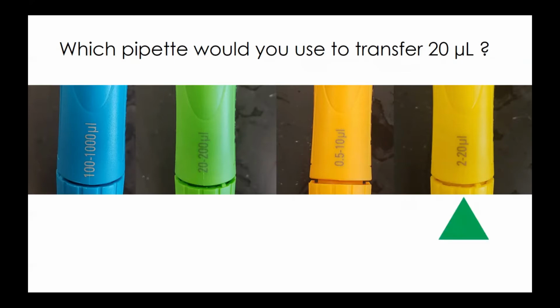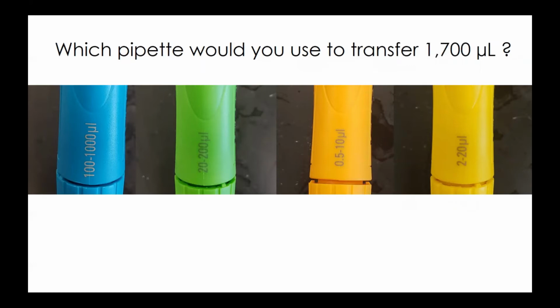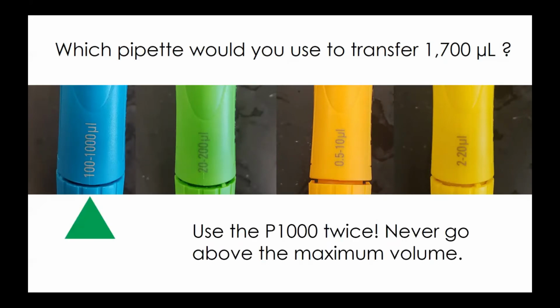Some of you may be saying this one. Others of you may be thinking this one. The truth is you can actually use either of these 2 pipettes to transfer 20 microliters. Last, how about 1,700 microliters? We could use the P1000, but we have to use it twice. It's really important that we never adjust the pipette above the maximum volume that it's set to go.